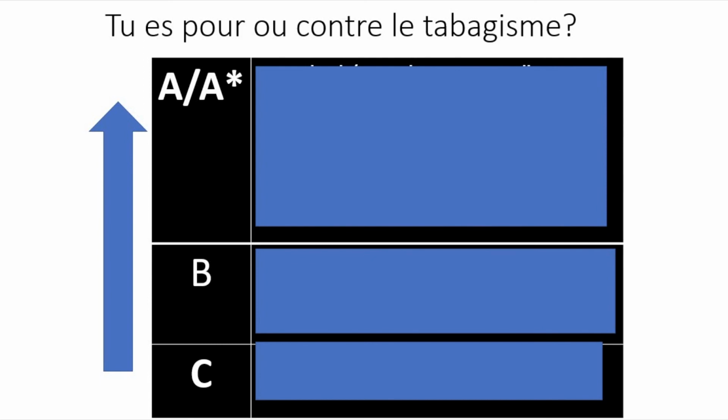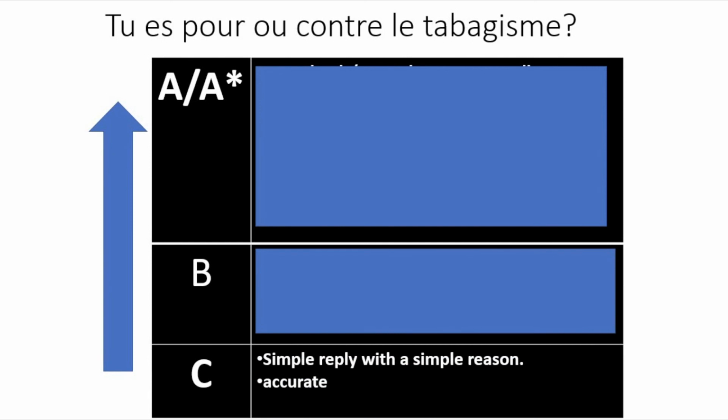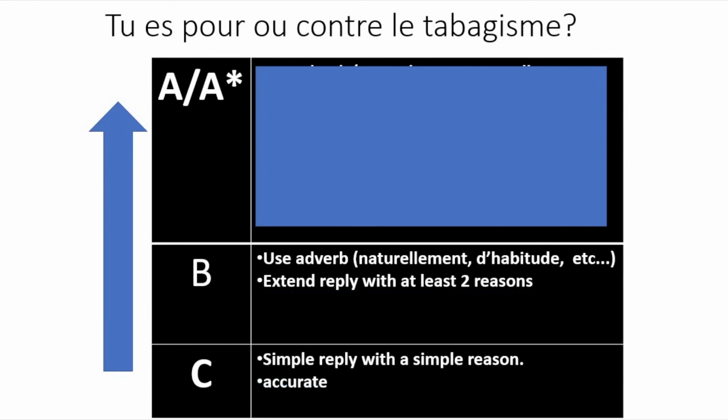Here's how you get the grades, right? So to get a C, your response will be simple reasons given, say cool, whatever, and it'll be fairly accurate. Everybody is capable of this, I would say. To get into the B category, you'd be using adverbs, naturally, usually, anything ending in ly, but the French version, obviously. You'd give an extended response with maybe 2 reasons why you smoke, or why you're for or against it. I think, again, most people should be able to do that.